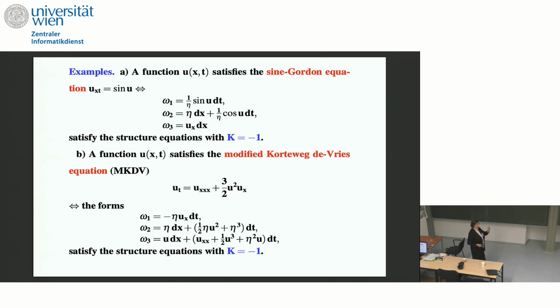I could have done Korteweg-de Vries, but the extent of these omegas is much bigger if you take KdV, but you can do it. So I just put those as examples for you to see how you can define the omegas in those two simple examples. And if you plug them inside those three equations, you will find that this is satisfied if and only if, in this case, u is a solution of the modified KdV equation.